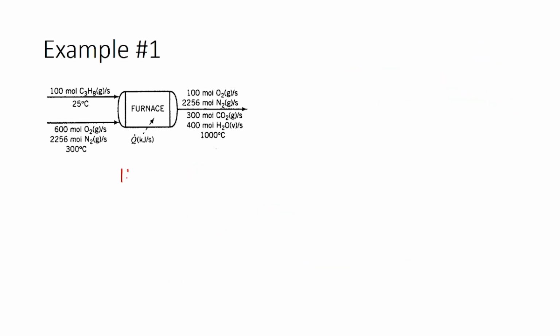Similarly, Ĥ7 is basically hydrogen gas and oxygen gas at 25 degrees Celsius becoming water vapor at 1000 degrees Celsius. So, this can be broken down in different ways.